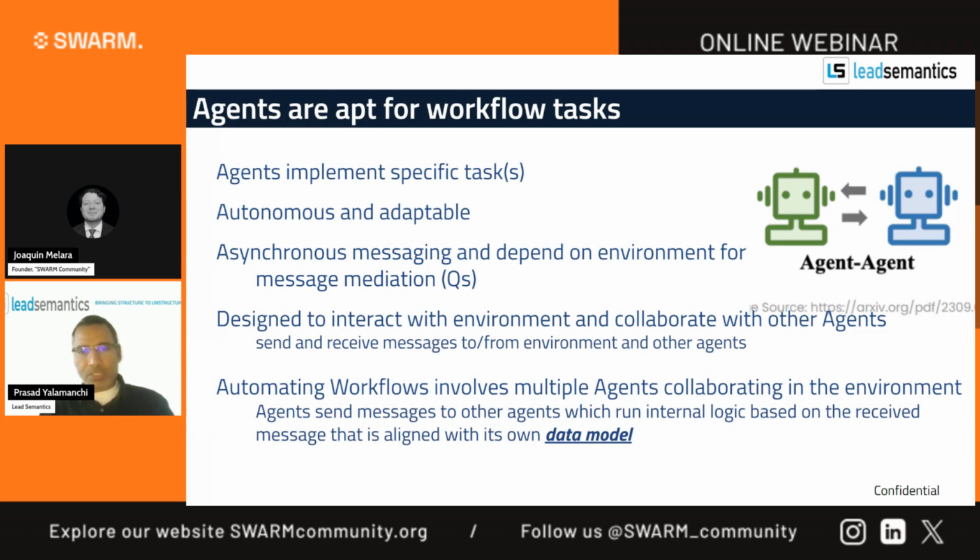And automating workflows involves these multiple agents collaborating, as we said. And so in terms of collaboration, the big part, and it bears repeating and stressing, is that the message that is being sent out is understood by the receiving agent. And so the data model expected of the message that is received should be aligned with what is being sent out as part of the message from the previous agent. And that becomes critical. So the data model becomes the critical part as we are designing these agents.